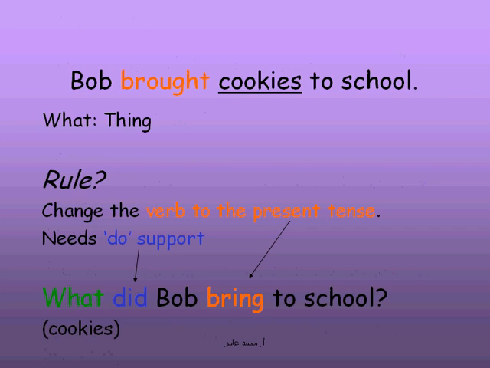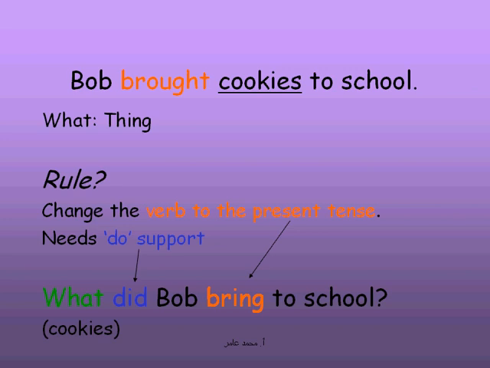Bob brought cookies to school. Here we ask about cookies. Cookies is a thing, so we ask by using what. The rule: we need do. But in the past, what did Bob bring? Notice that we change the verb back to its base form, the first form. What did Bob bring to school?